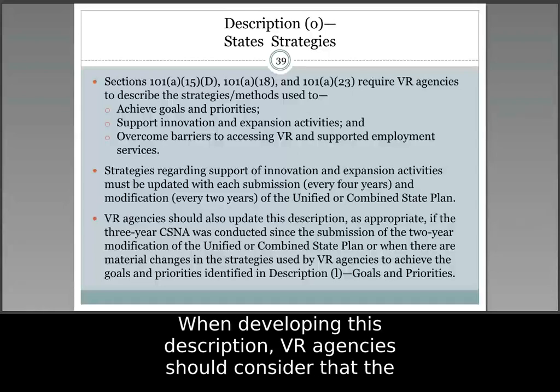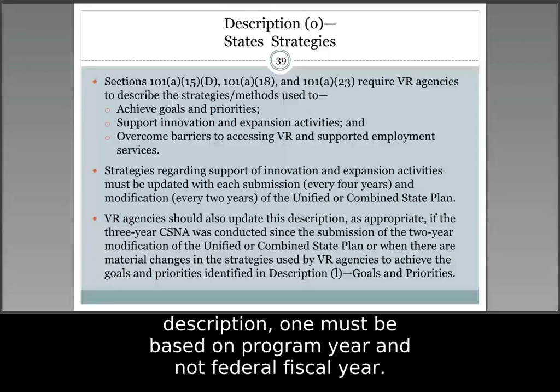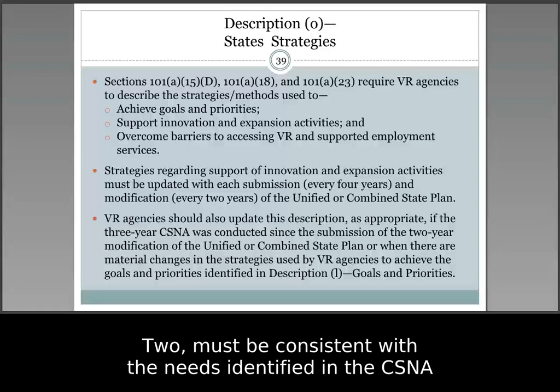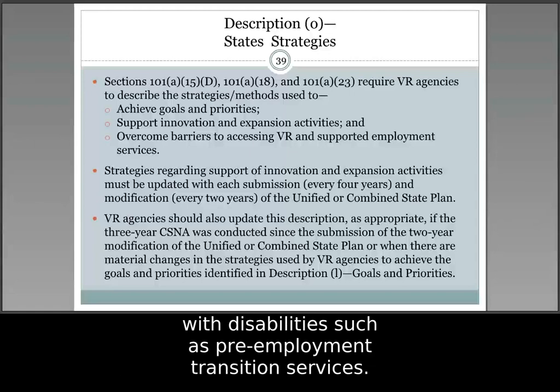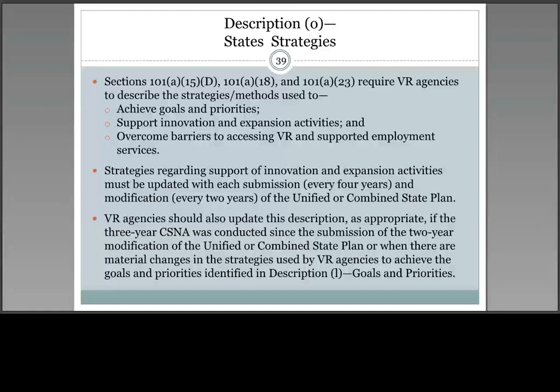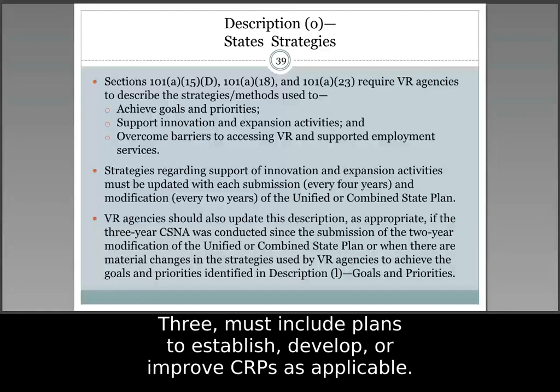When developing this description, VR agencies should consider that the description: 1. must be based on program year and not federal fiscal year. 2. must be consistent with the needs identified in the CSNA results described in Description J, including VR services for students with disabilities, such as pre-employment transition services. 3. must include plans to establish, develop, or improve CRPs as applicable.